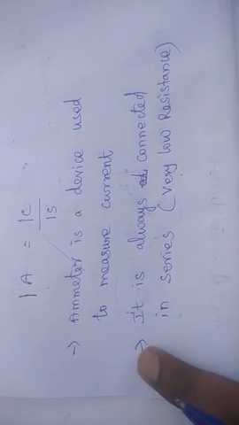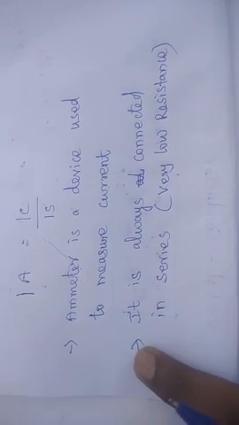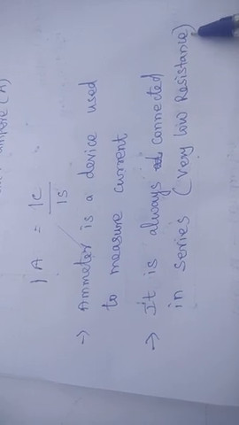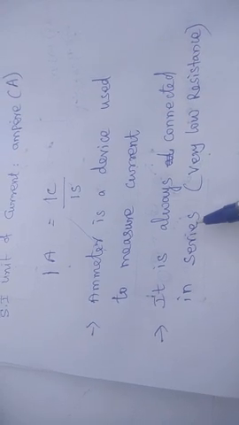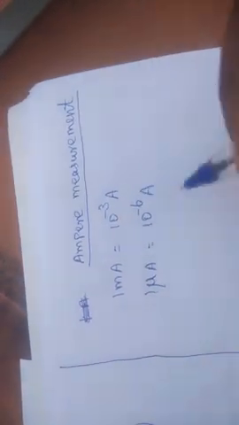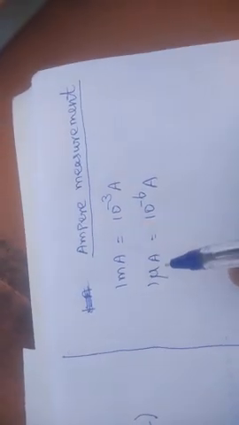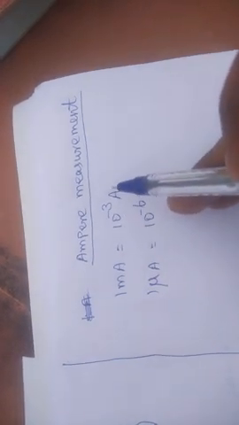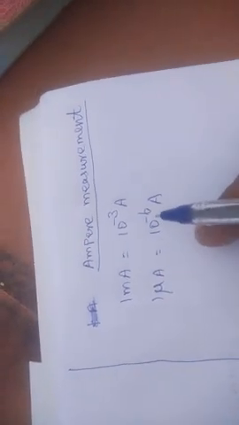Why is it always connected in series in a circuit? Because the ammeter is a device which has a very low resistance. Why it has very low resistance and why it is connected in series, we will see after the Ohm's law session. Very low currents may be measured in milliamperes or microamperes. Milli means 10 power minus 3 ampere, micro means 10 power minus 6 ampere.